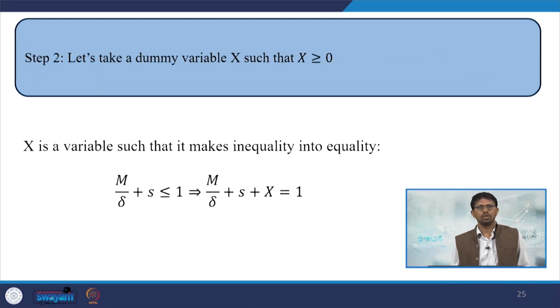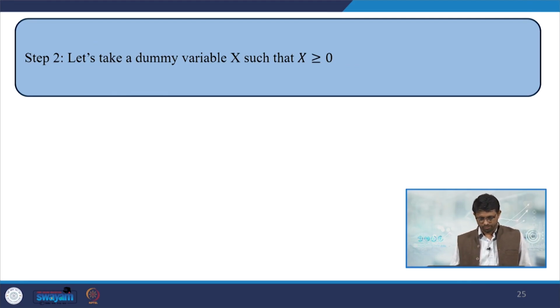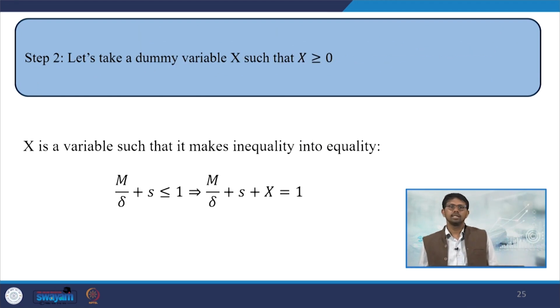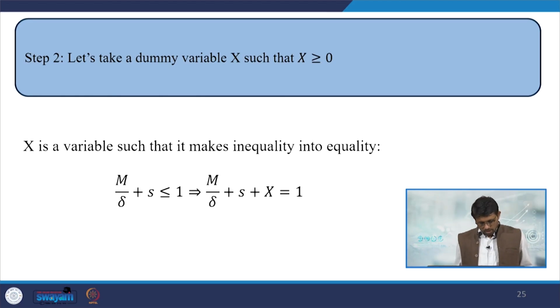Let us take a dummy variable x such that x is greater than or equal to 0. So, what is this indeed? We are just clarifying. x is a variable such that it makes the inequality into an equality. Since we know that there are inequalities and hence it is less than 1, we are just introducing x here so that we might find an equality equation.